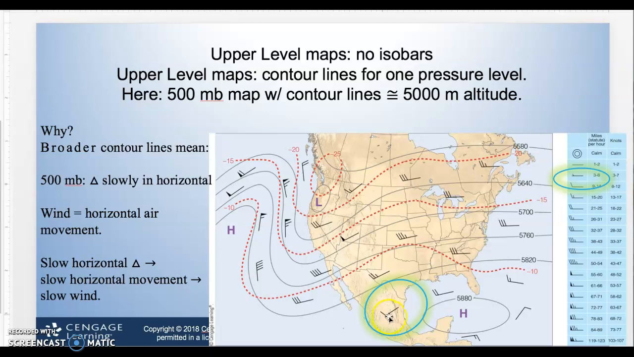Think about what's happening here. When you have a broad space between altitudes of 500 millibars of pressure, you actually have a slow horizontal change in altitude. And wind is a horizontal air movement. So if you have a slow horizontal change, you're going to have a slow horizontal movement and a slow wind.